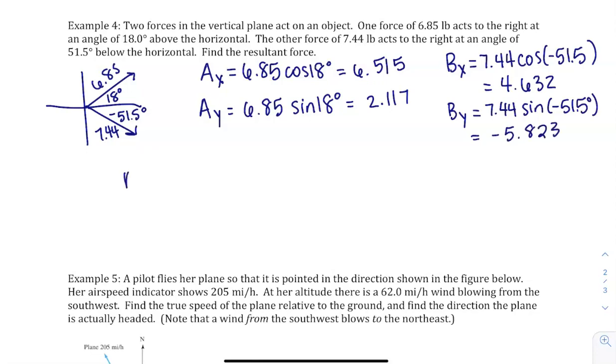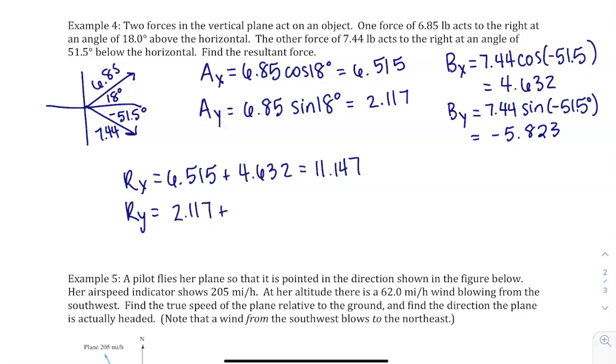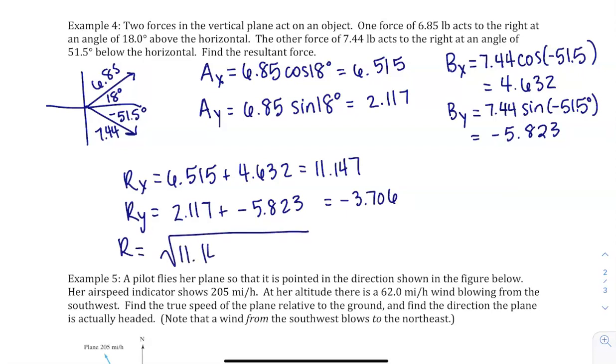5.823. So what do we get when we add these together? X is 6.515 plus 4.632, which adds up to 11.147. Our result for y ends up being 2.117 plus negative 5.823, and we get a negative 3.706. So r has to be the square root of those two squared values added together.